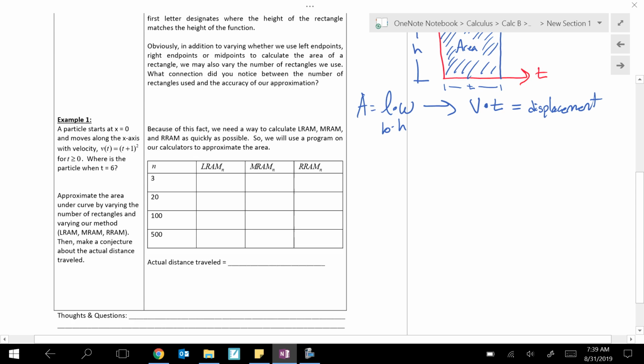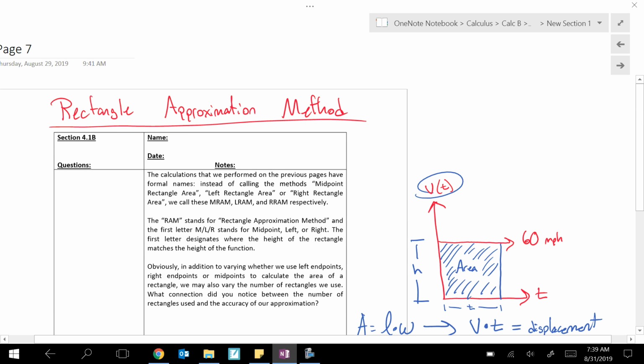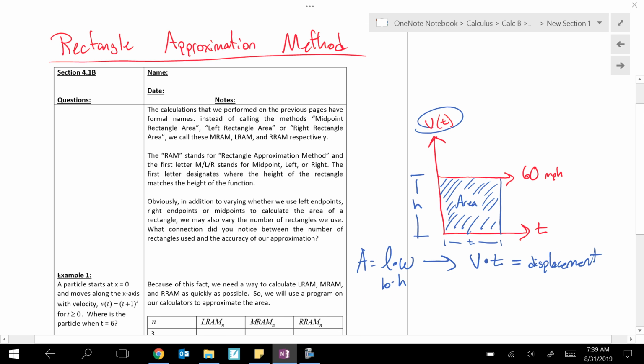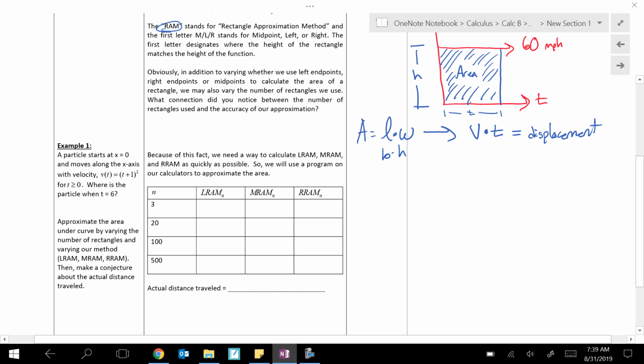So then, the abbreviation for this approximation method, rectangle approximation method, is RAM. And then the first letter, so MRAM, LRAM, RRAM, just stands for where you're defining the height of the rectangles. M stands for midpoint, L stands for left, R stands for right. What did we notice? Well, we already talked about this, but more rectangles produced a better approximation.